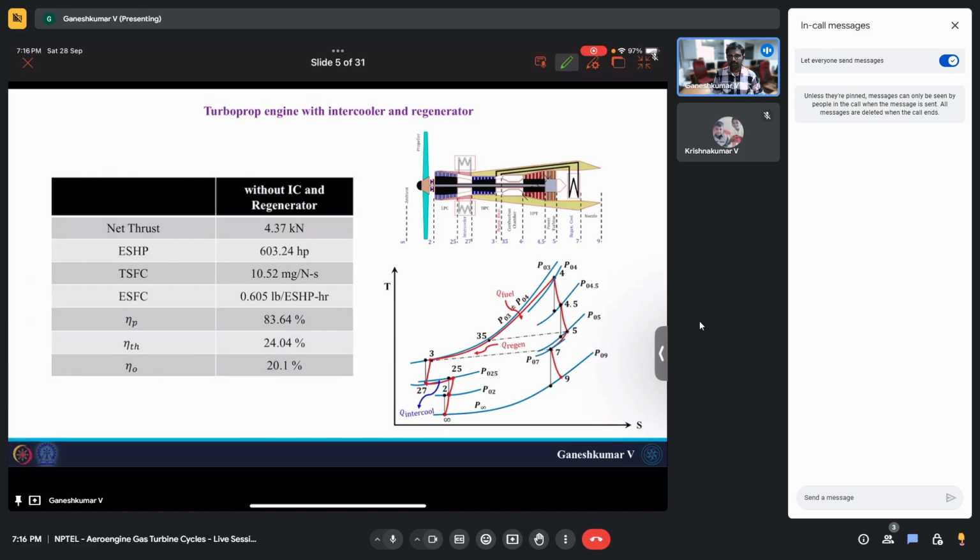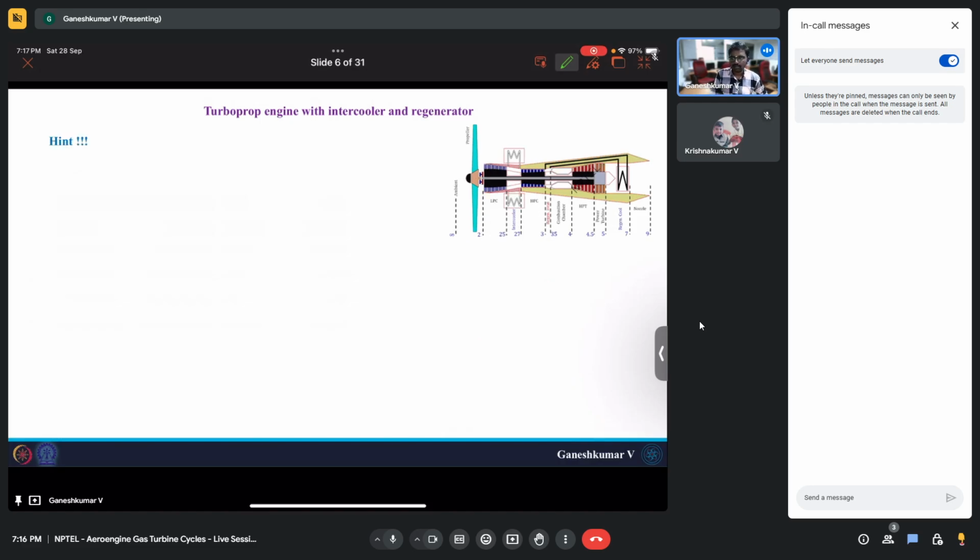So without intercooler and regenerator, what we saw is we got a net thrust of 4.37 kilonewtons, which corresponds to 603 horsepower, and we have some TSFC and ESFC, and the overall efficiency was around 20%. Okay, now we have added intercooler and regenerator. Let's see what happens in our present engine.